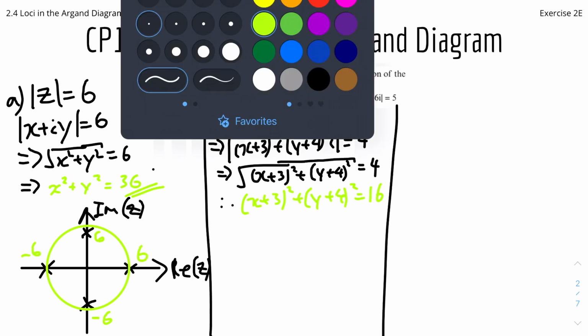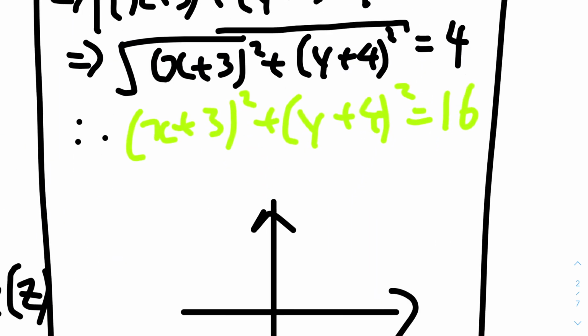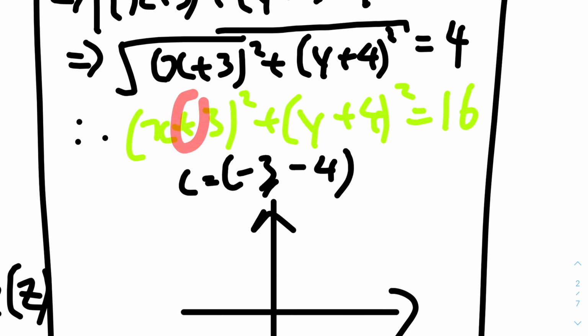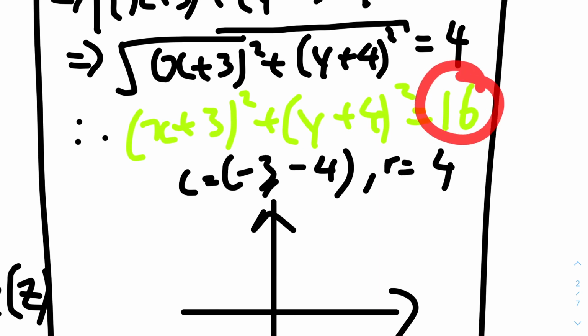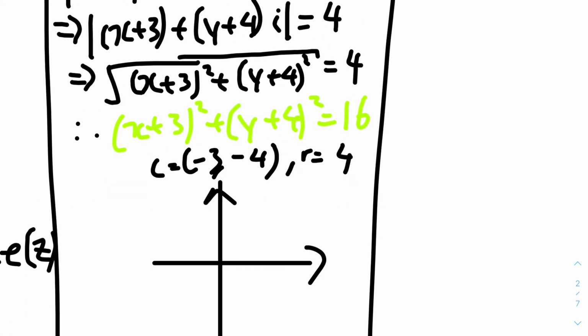We can now plot it on an Argand diagram as well, and we can see that it's in the form of a circle, so the locus is a circle as well. From this information, we know the center of the circle is at minus 3, minus 4, because it's always the opposite sign, and the radius is 4, because it's the square root of this number. So minus 3 will be around here, and minus 4 around here. The circle has a radius of 4.